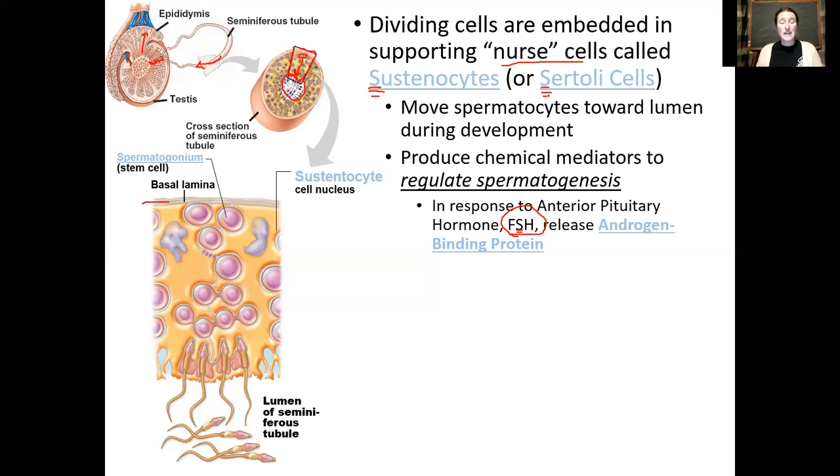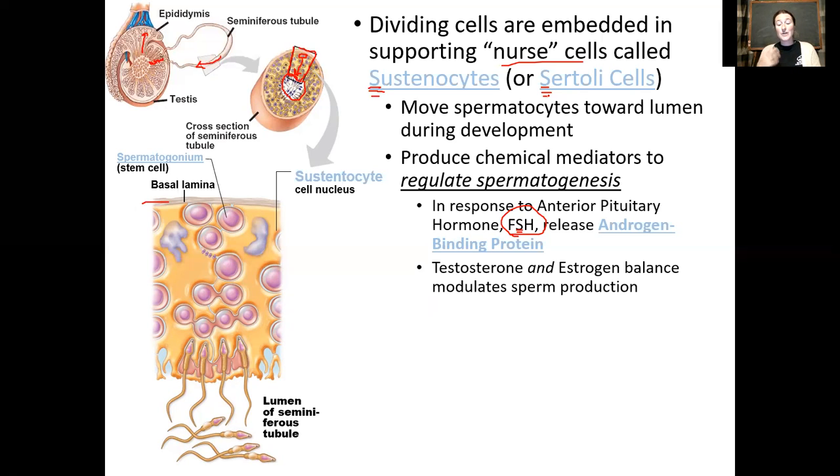ABP binds to testosterone and keeps lots and lots of it in the testis as opposed to circulating elsewhere through the body. And that testosterone, which is held in really high concentrations within the testis, is going to directly stimulate spermatogenesis. Okay. As we're also going to see hopefully today, testosterone and estrogen are literally one reaction apart. And it's not just testosterone that is going to regulate sperm production or even secondary sex characteristics, but also estrogen.